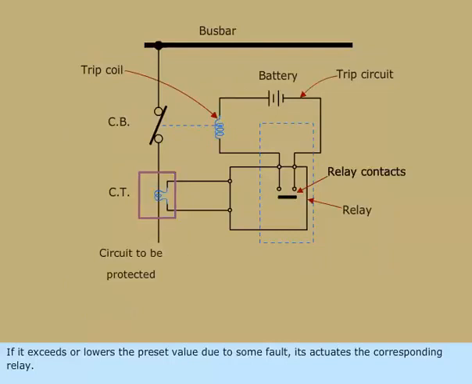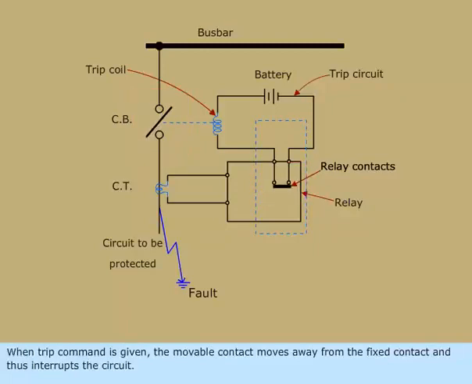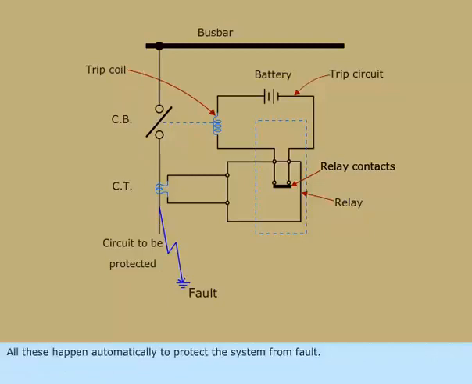If it exceeds or lowers the preset value due to some fault, it actuates the corresponding relay. This relay in turn gives trip command to the circuit breaker by closing the trip circuit of the breaker. When trip command is given, the movable contact moves away from the fixed contact and thus interrupts the circuit. All these happen automatically to protect the system from fault.